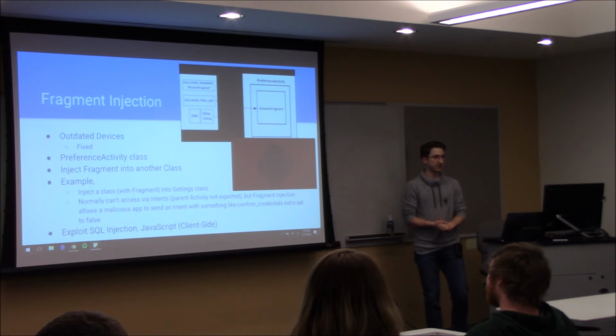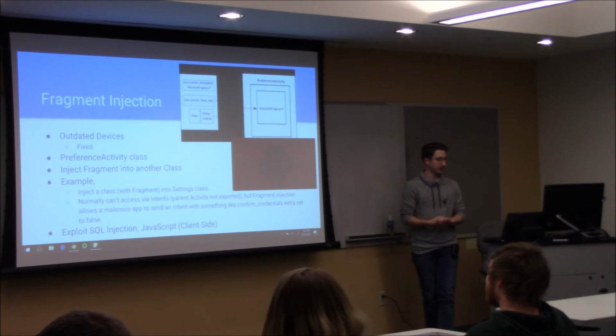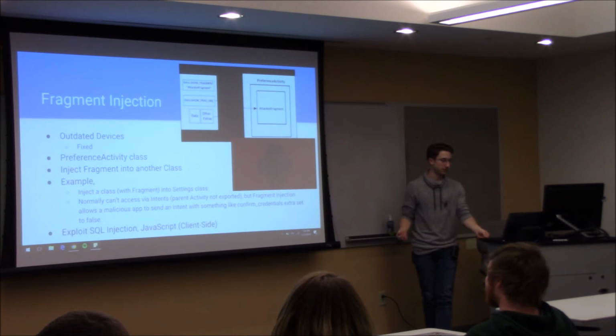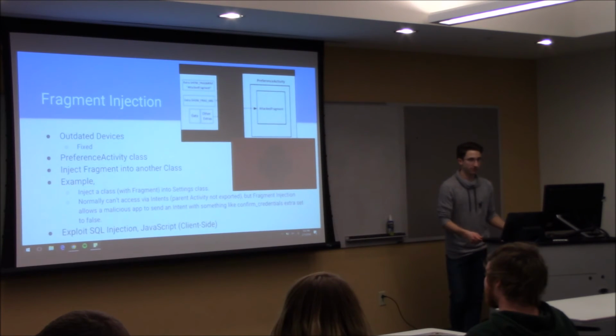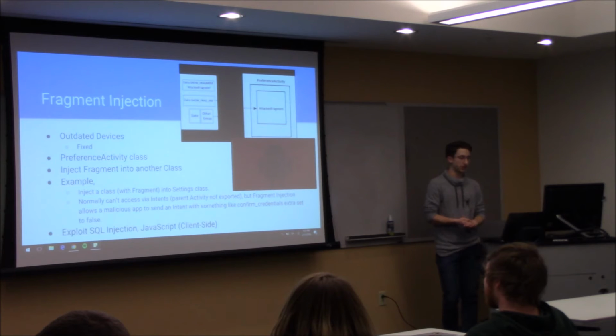This attack specifically, though, is mainly related to the preference activity class. And there's an example here that I'll get into, which kind of makes a bit more sense. But they use it to inject a fragment into another class that they typically wouldn't be able to. So the first proof of how this works was with a sign-in on an app, or entering credentials to get into it.